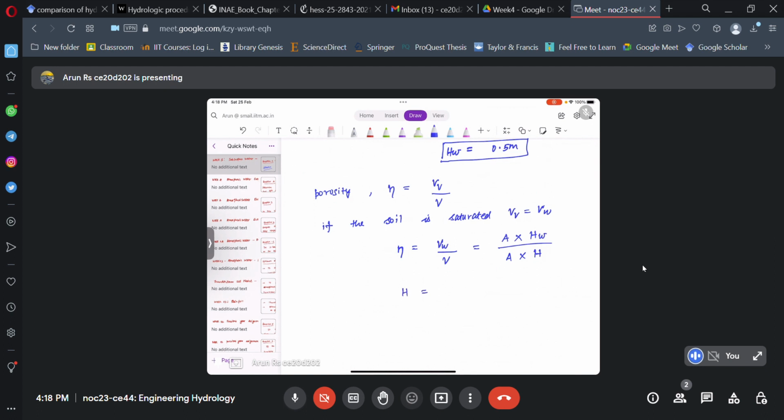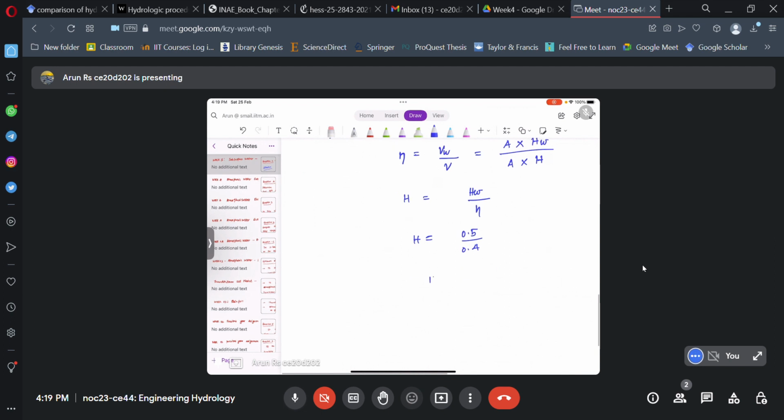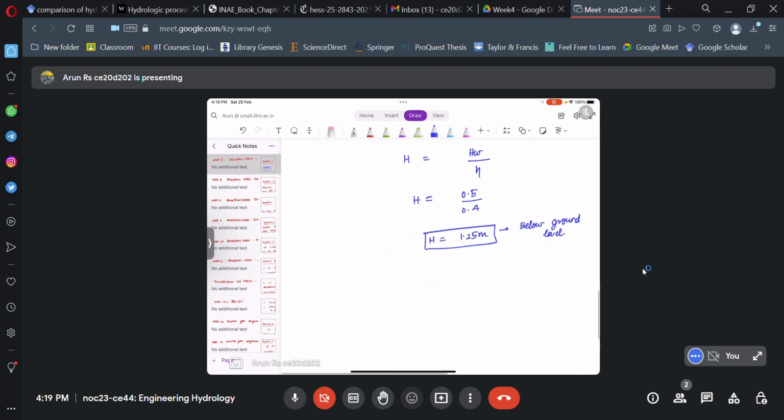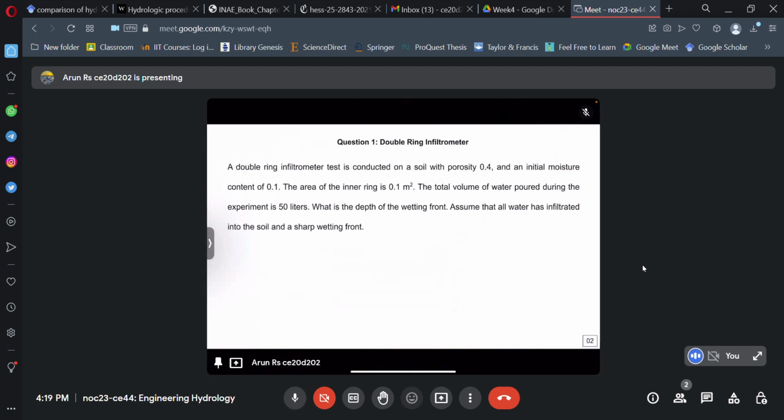So capital H is equal to HW divided by eta. So H is equal to 0.5 divided by, porosity is given as 0.4. So H is equal to 1.25 meter. This is below the ground level. So 50 liters of water has travelled around 1.25 meter into the soil stratum. That is what we have found. So moving on to the next question.